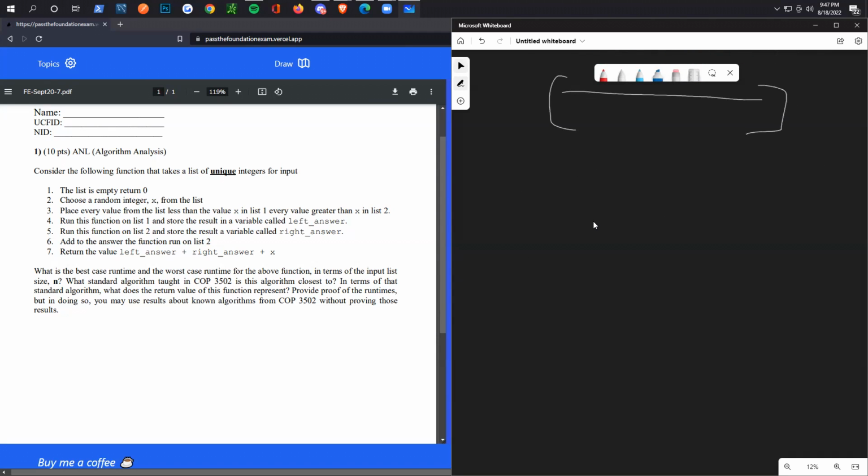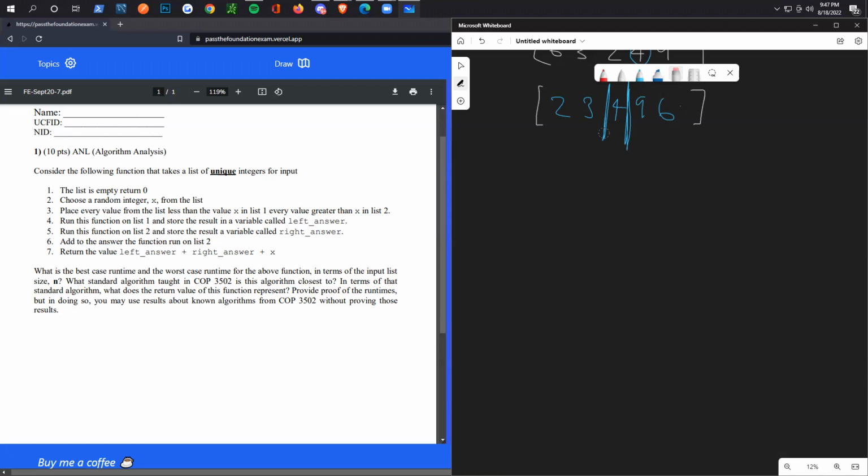And they're asking you to provide proof of the runtime. And in doing so, you may use results about known algorithms, without proving the results. So like I said, if it's in reverse sorted order, that would be the worst case because essentially you're going to have to move everything over to get everything in the right location in relation to the pivot. So everything is going to be shifted to the right to accommodate where something should be, etc.